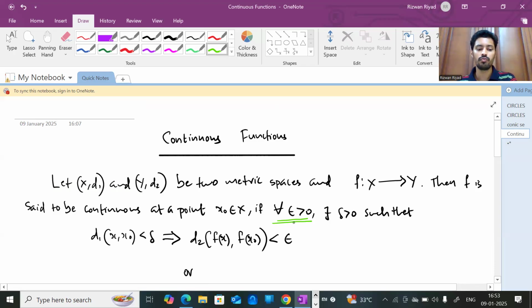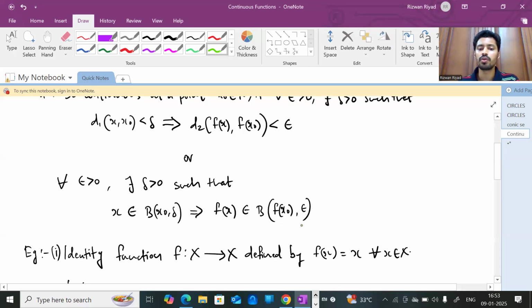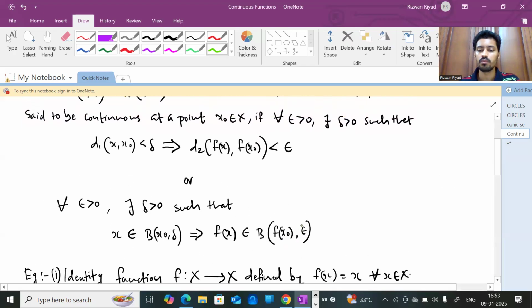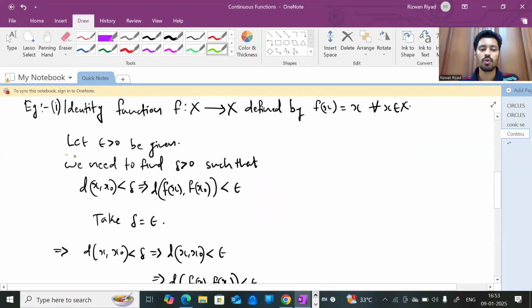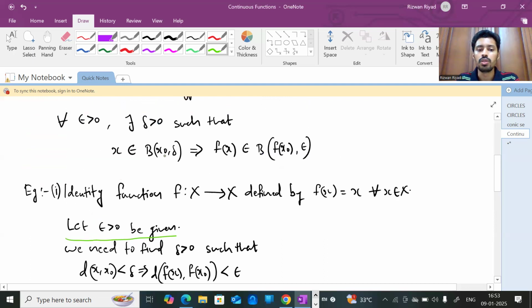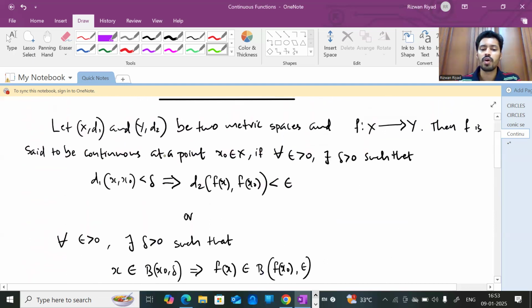So first we need to take such an epsilon. That's what you can see here. Let epsilon greater than 0 be given. Suppose you have such an epsilon. Then we will prove that this condition for continuity is satisfied for that epsilon.